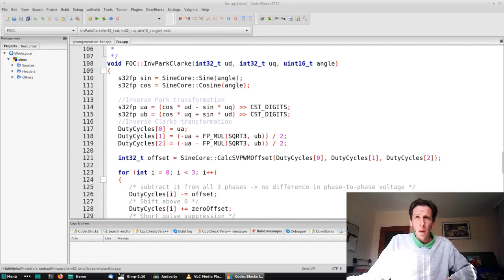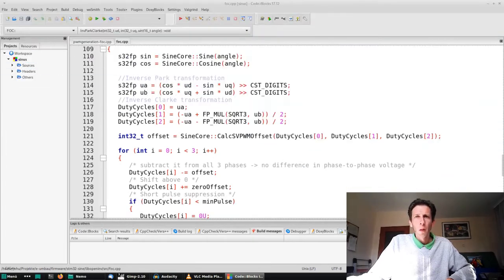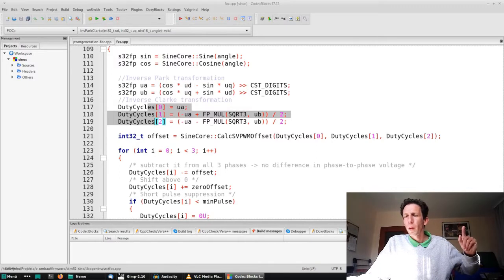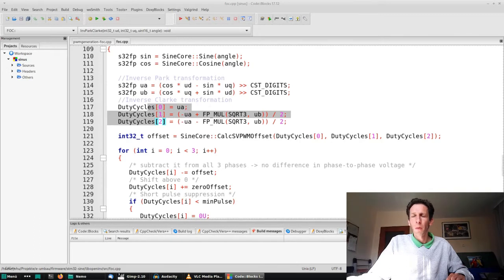Yeah, and then we go back from dq to alpha beta. Some simple multiplications and subtraction and so on. And then we go from alpha beta to 3-phase again. Calculate some duty cycles. And the domain of these duty cycles is 16-bit. So minus 2 to the power of 15 to plus 2 to the power of 15.